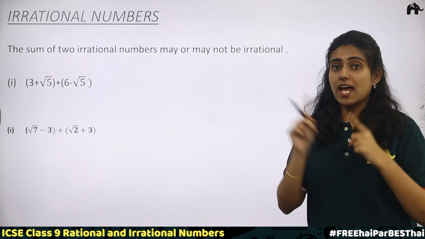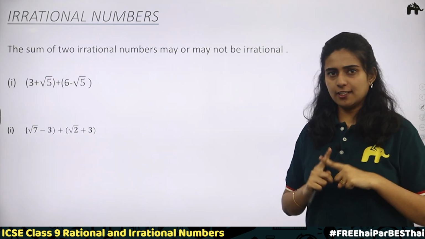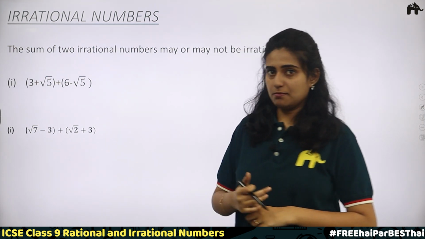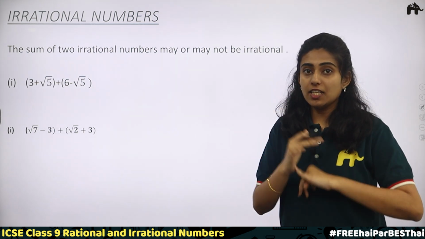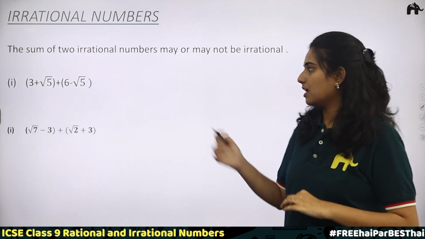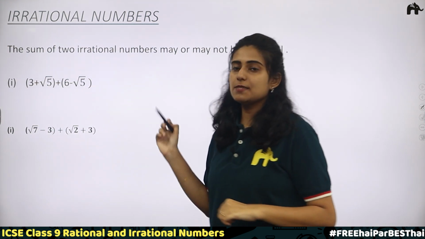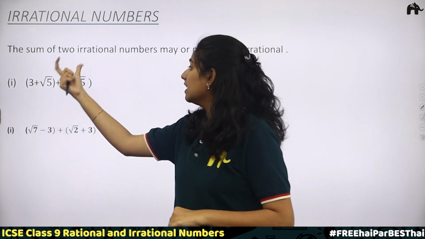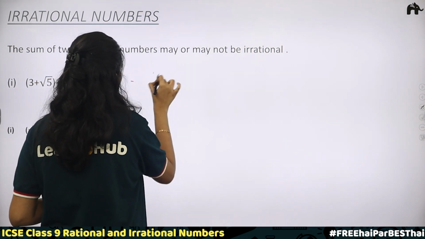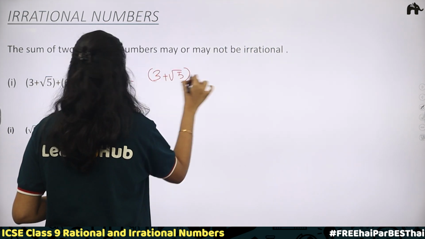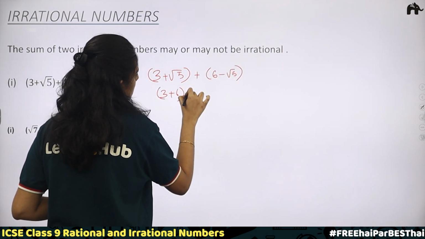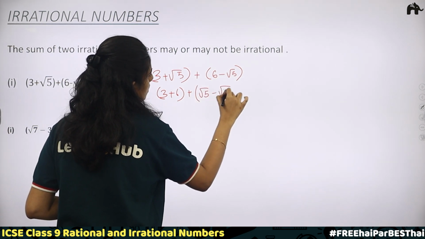So we have said that when a rational number is added to an irrational number, you will get an irrational number. Now what about taking two irrational numbers, the sum of two irrational numbers? When you take the sum of two irrational numbers, you can get either a rational number or an irrational number. Let's take an example: 3 plus root 5 plus 6 minus root 5. Here 3 plus root 5 is an irrational number, 6 minus root 5 is also an irrational number. So this will be equal to 3 plus root 5 plus 6 minus root 5, that is 3 plus 6 plus root 5 minus root 5.